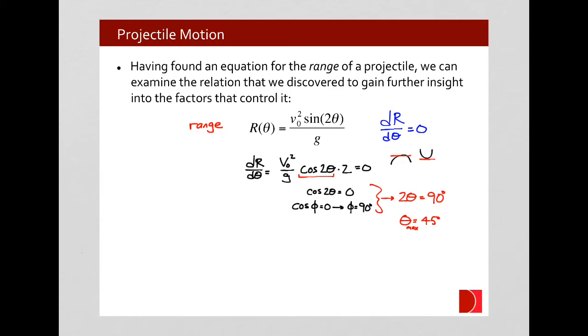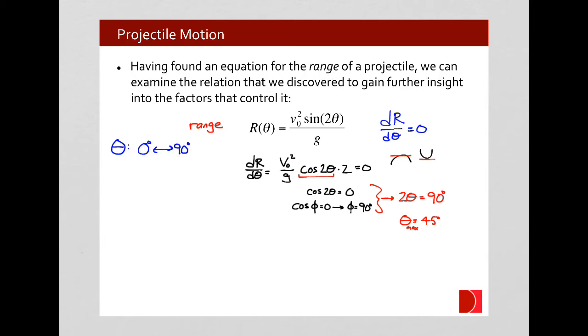And that makes sense because that angle is basically in the middle of the range of angles that you could launch at. You could launch a projectile at any theta between 0 and 90 degrees, right? You could launch it perfectly horizontally, you could launch it perfectly vertically, or somewhere in between.